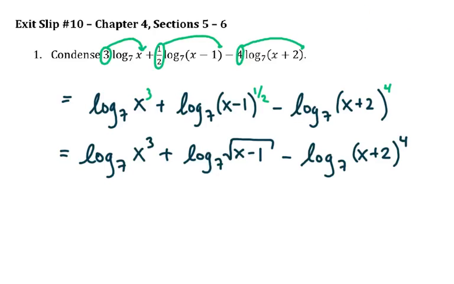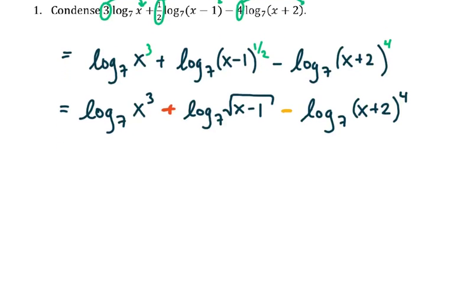Okay, so at this point I'd like to highlight just this plus here, because that's going to tell me how to compress these first 2 logs. I'll also highlight this minus at the end. So I will go ahead and take these next 2 steps together, but if we have the first 2 logs being added, that really implies I can multiply those quantities.